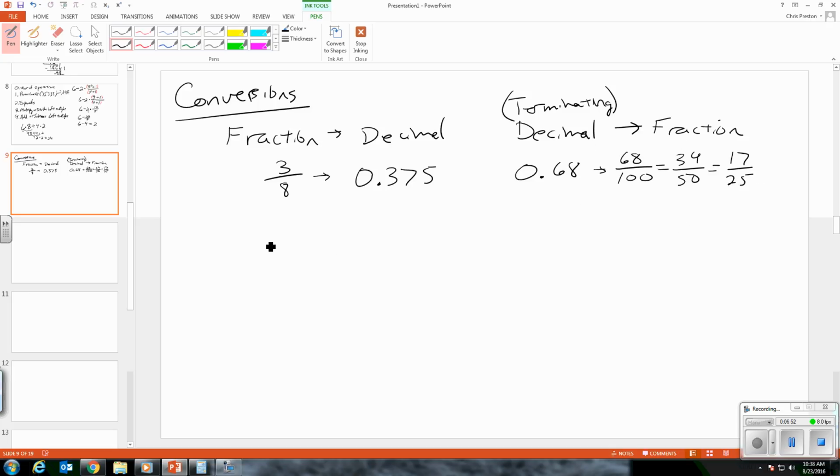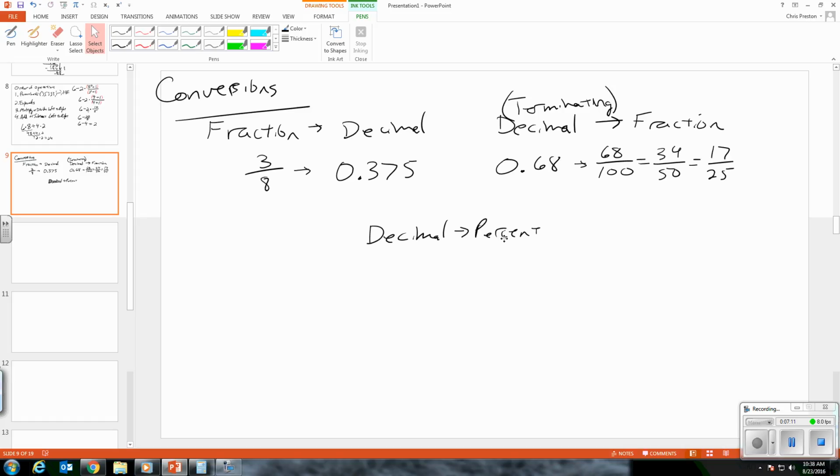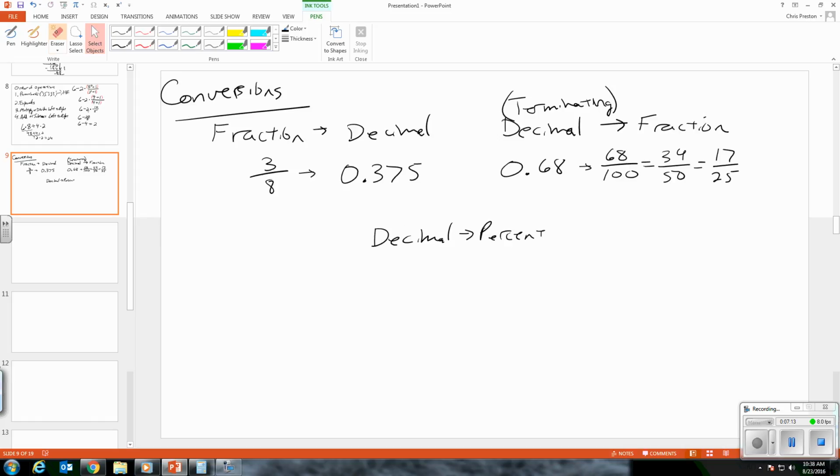If you want to go decimal to percent, I don't know why I put that there. Let me get all the... Oh, nope. Oh, I'm making it worse. Let's just erase it. That'll be faster. Okay.